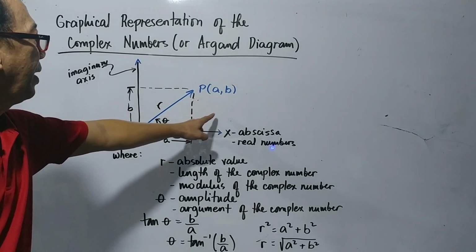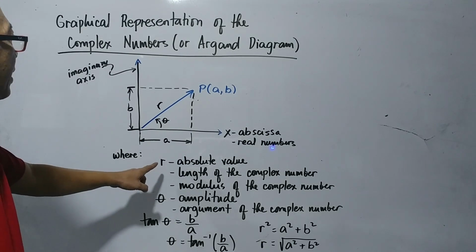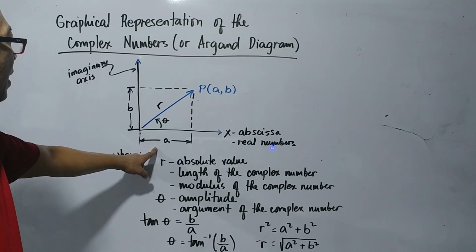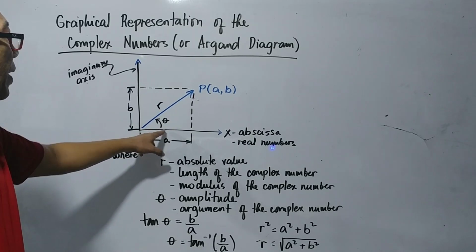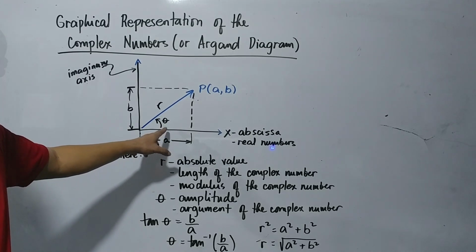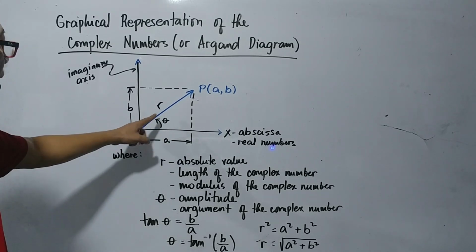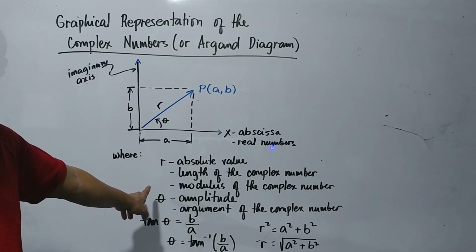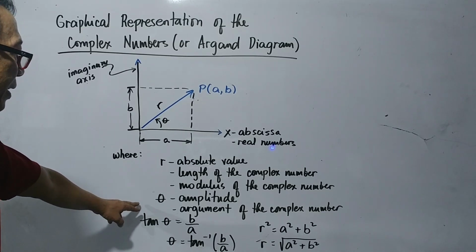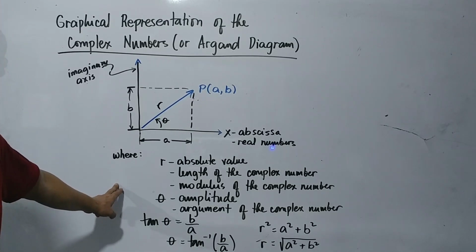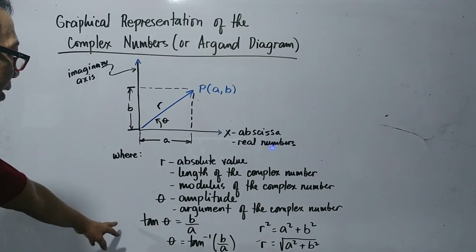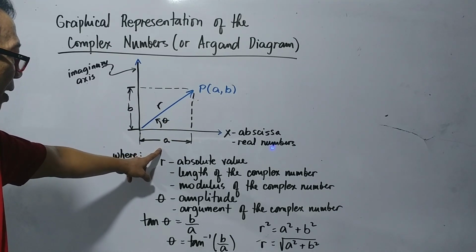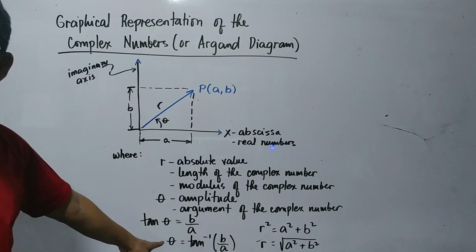with the point a and b, where a and b are real numbers, and the angle formed with respect to the abscissa is theta. So r is your absolute value, or the length of the complex number, also called the modulus of the complex number. And theta is the amplitude or the argument of the complex number, where the tangent of theta is equal to the opposite over adjacent, b over a, or theta now is the arctan of b over a.